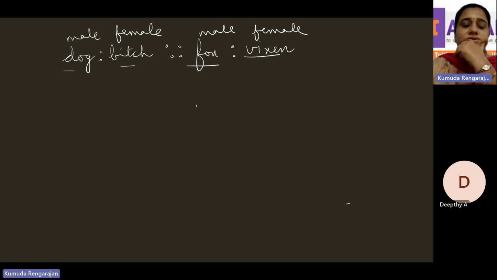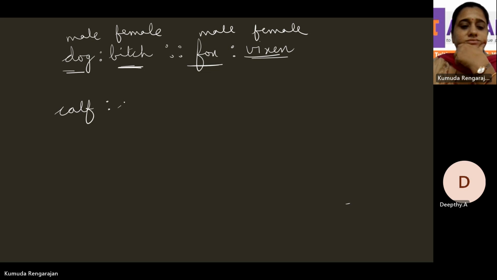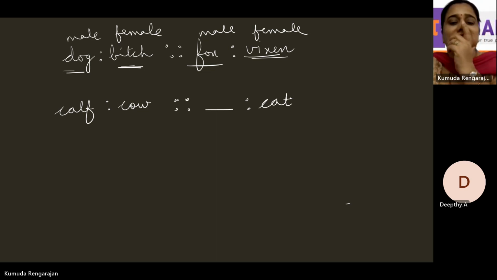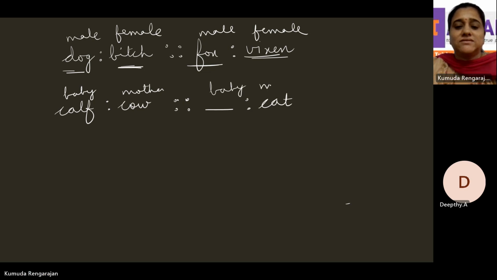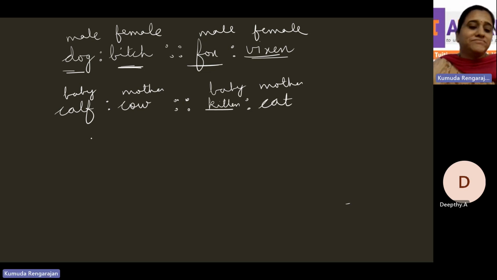So it's also used in English. Dog is to bitch, meaning male, female, in the same order. When it's dog, the female counterpart is called bitch. Fox, the female counterpart is called vixen. Okay, let me write one more. Kitten, this is the baby, and this is the mother. Baby, mother. So what's the baby called? Kitten. Correct?